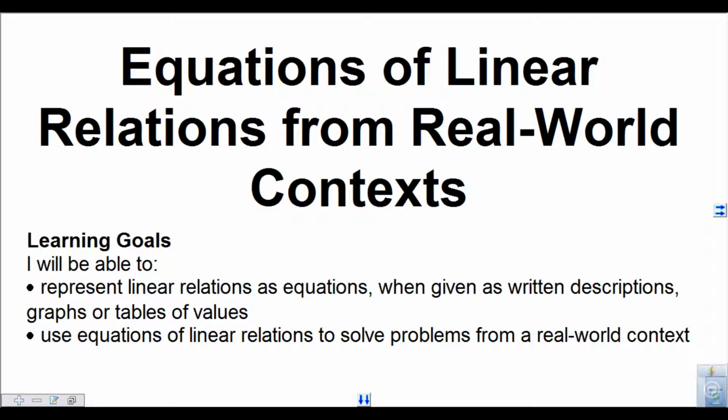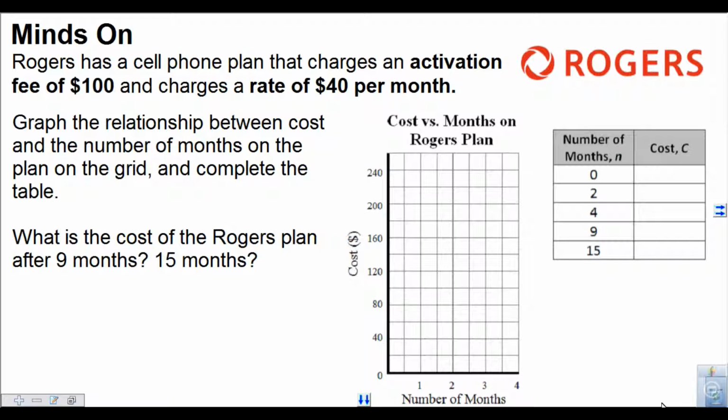in a real-world context. So let's imagine that you've got a cell phone plan. It charged an activation fee of $100, so that means before you even use the phone, you were charged $100 to start. And it charges a rate of $40 a month. So we're going to graph that relationship, and we're also going to complete the table here.